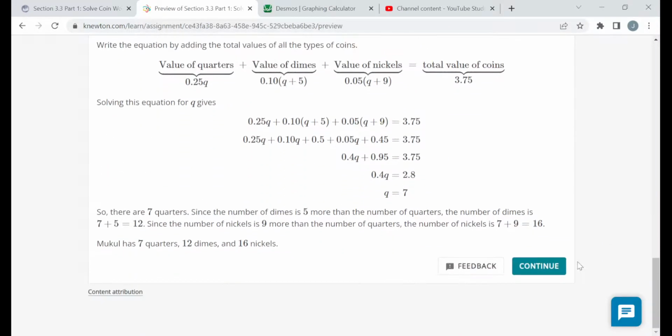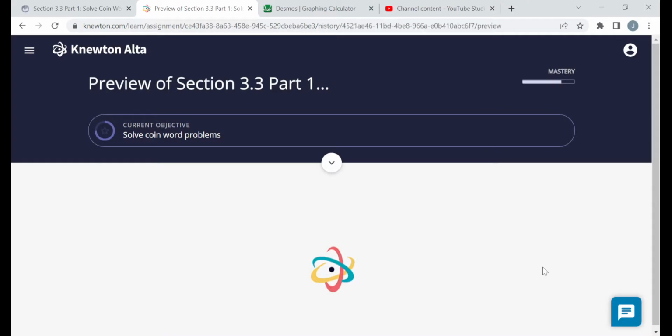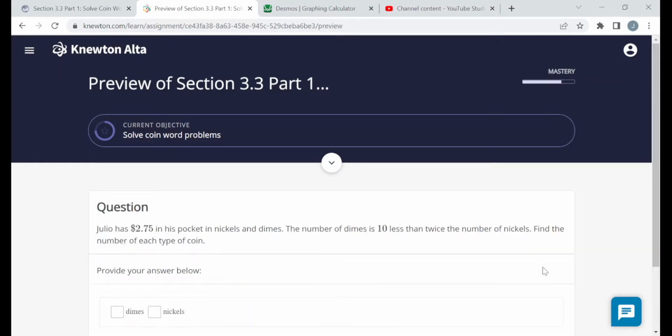All right. And one more of these. All right, so back to a problem with just 2 coins, just nickels and dimes. So Julio has $2.75 in his pocket in nickels and dimes. The number of dimes is 10 less than twice the number of nickels. So this time, since they're giving me dimes in terms of nickels, I'm going to call nickels some letter this time and use that for the dimes expression. Find the number of each type of coin.